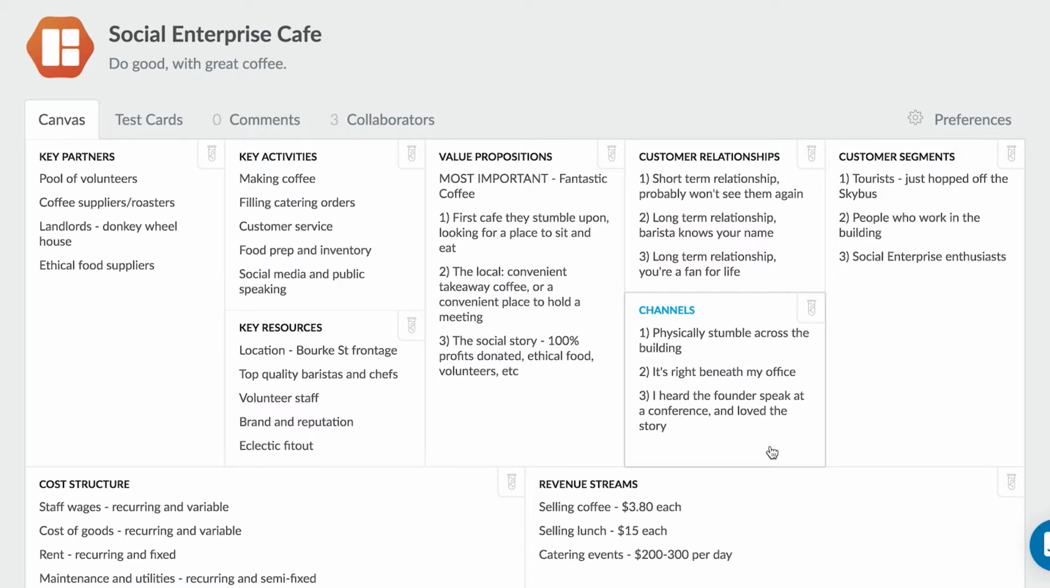For our social enterprise enthusiasts, they probably heard the story before they heard about your business. It might be that they heard your founder speak at a conference, it might be that they read about you on a social enterprise blog, it might be word of mouth. But generally they will have heard the story before they heard about the coffee. What we see with the social enterprise cafe model is that three different customers can come and order the same cup of coffee for three very different reasons.